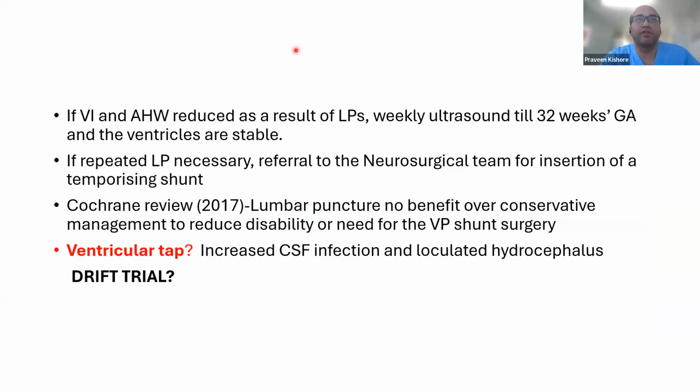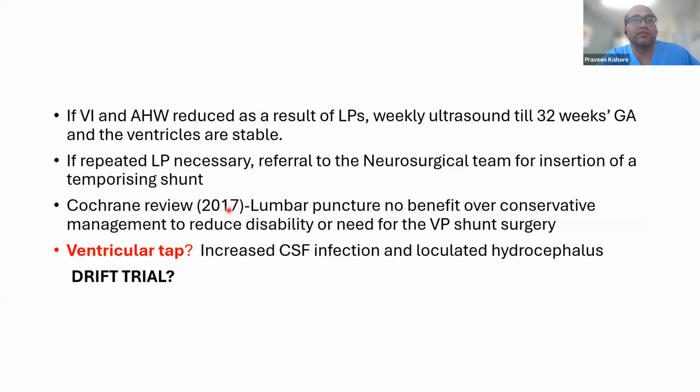So if you tap and as a result of your LPs, if VI and anterior horn width reduces, then you can continue to do weekly ultrasounds till 32 weeks. However, if repeated LPs are necessary, you will have to refer to the neurosurgical team for insertion of a temporizing shunt or a temporary shunt.